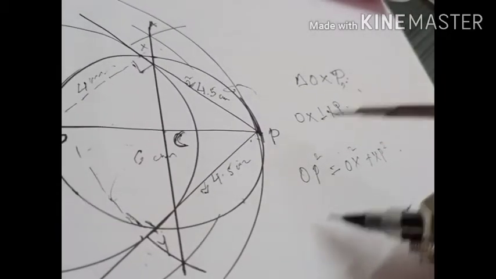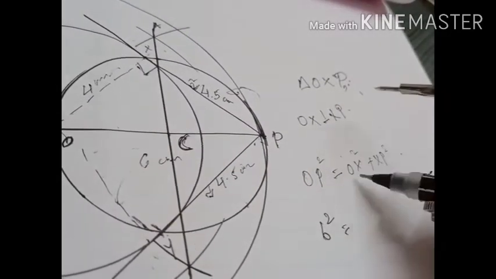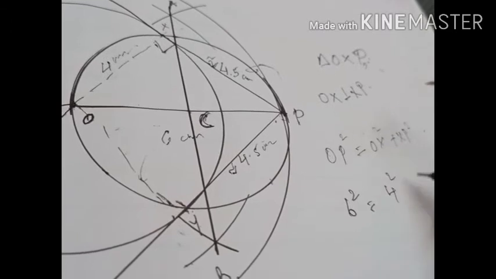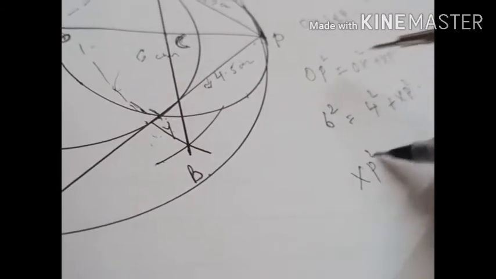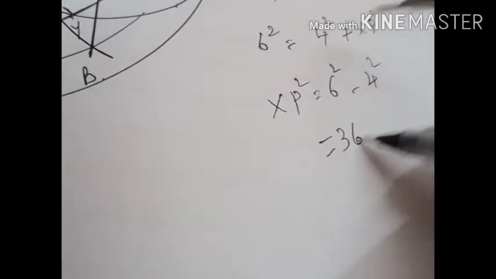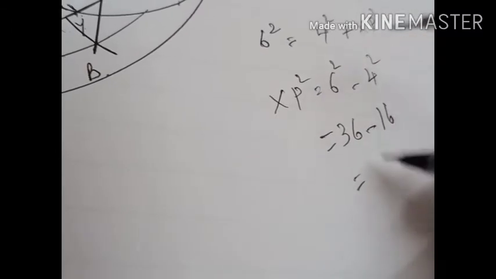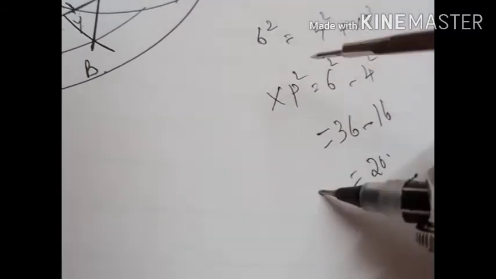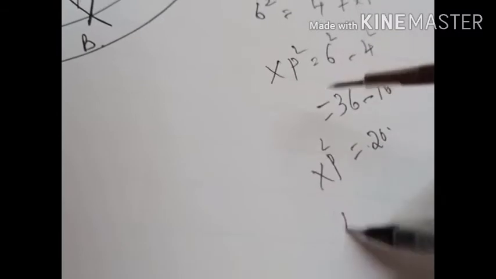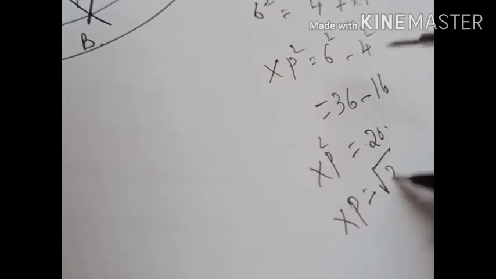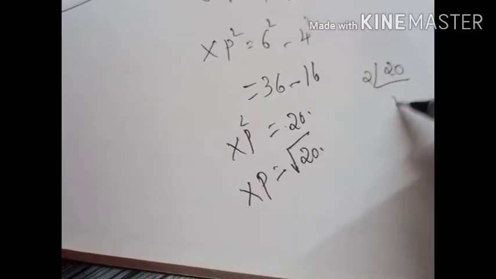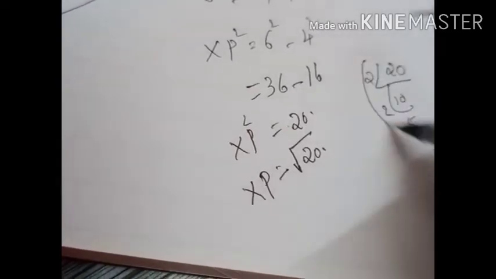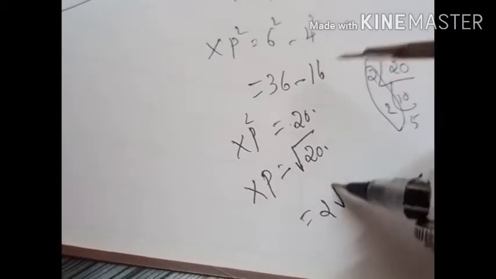Okay, then here OP square means 6 square equals OX square, which is 4 square, plus XP square, which we have to find. So XP square equals 6 square minus 4 square. That is 36 minus 16, equal to what? 20. So XP square equals 20. So XP equals what? Root 20. When we simplify root 20, what will we get? 2 root 5.